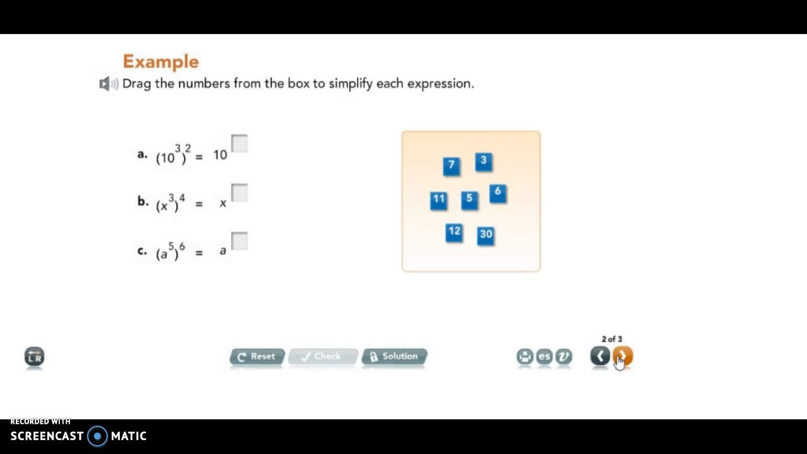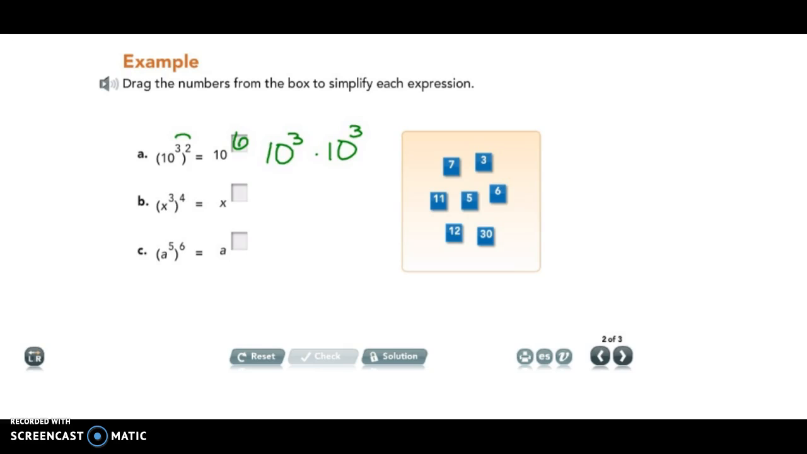Okay, so here we have 10 to the third power, times, or to the second power. So that means that we have 10 to the third times 10 to the third. When we're looking at that, this was what we were doing last time, powers with the same base. And so when we put those together, we're going to have 10 to the 6th.